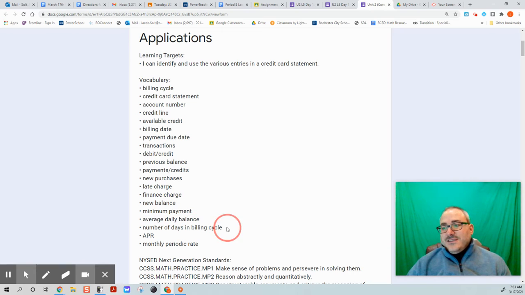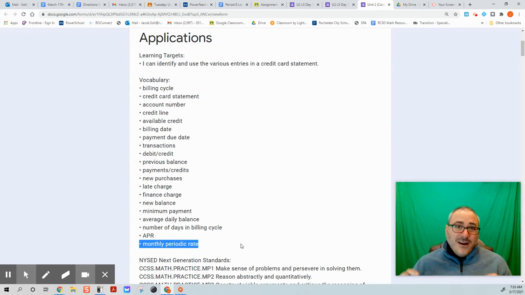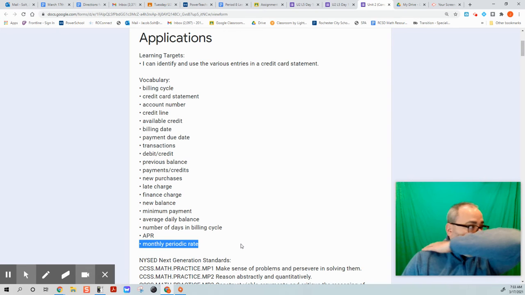Number of days in the billing cycle, usually 30, could be less if you have poor credit or a very low FICO score or something. APR is annual percentage rate, and then monthly periodic rate. Remember, you take that APR divided by 12, that turns it into a monthly periodic rate.